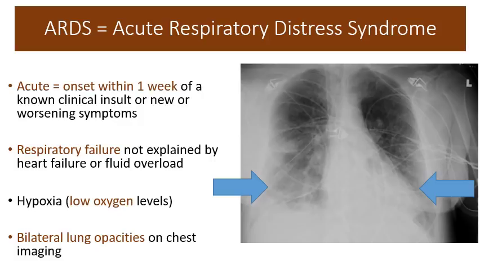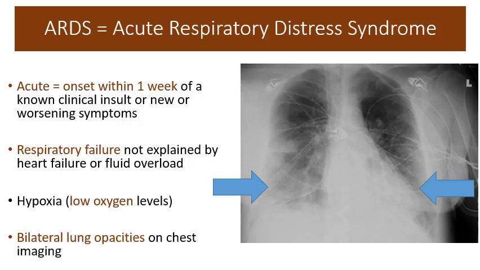The third part is that you have to have very severe hypoxia, and I haven't gone into the levels here, but just to understand that your blood oxygen levels fall when you get this kind of severe lung injury. And finally, you have to have bilateral lung opacities on chest imaging. So those are the definitional points.